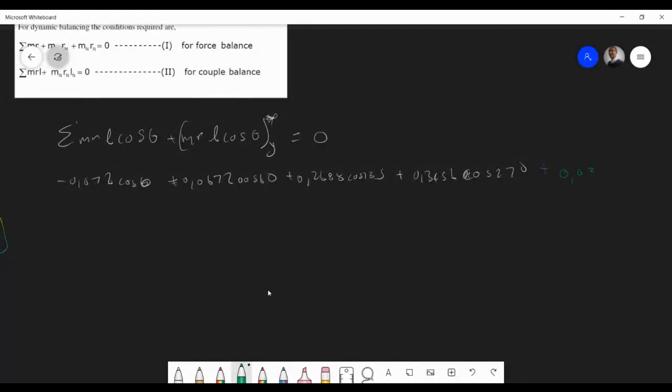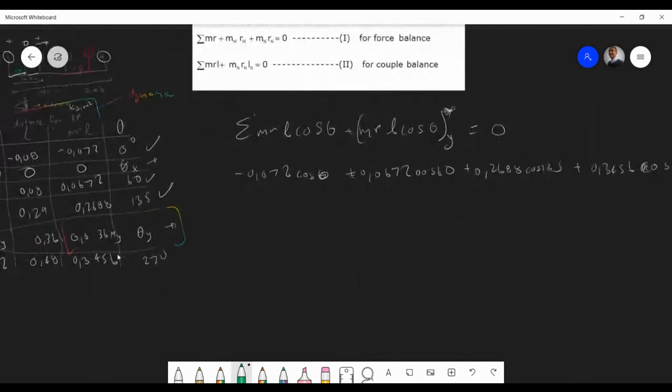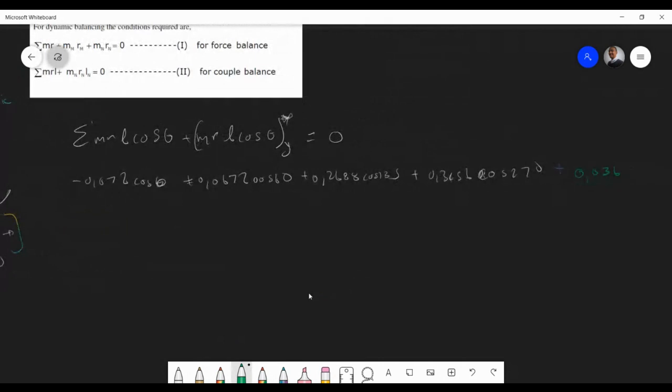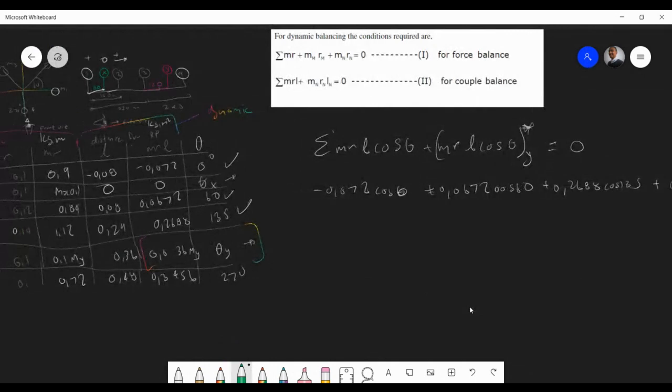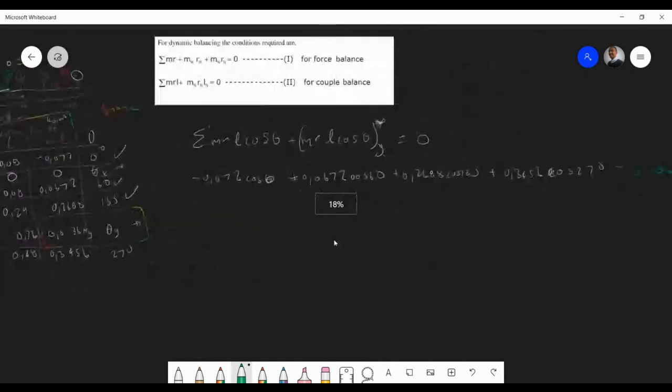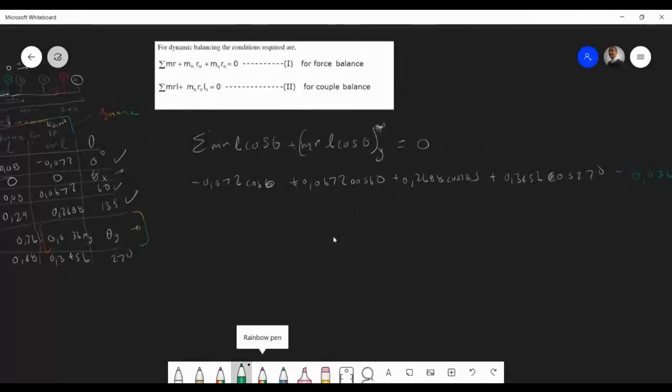So 0.036 cos. Oh, it's M or L. So we have my cos theta y. So I'm saying it's that over here, right? We don't know that angle coming to the x. So what we do now, guys, we have to sum up all of this.